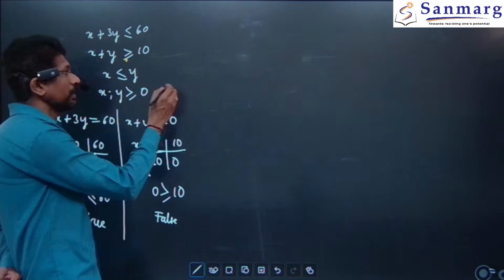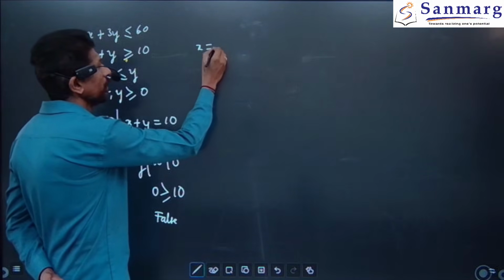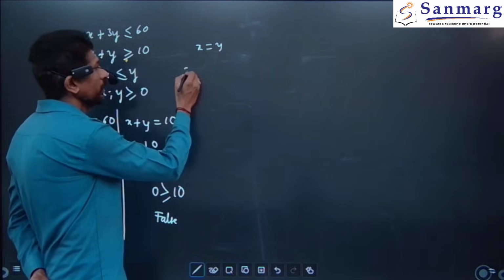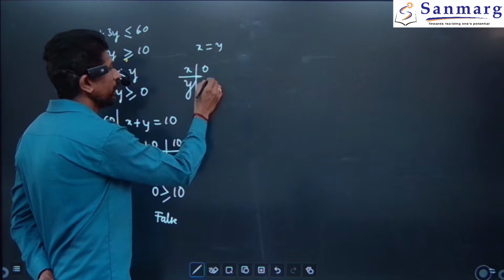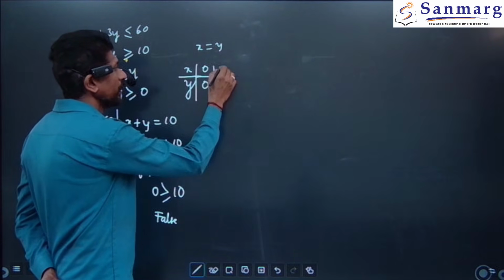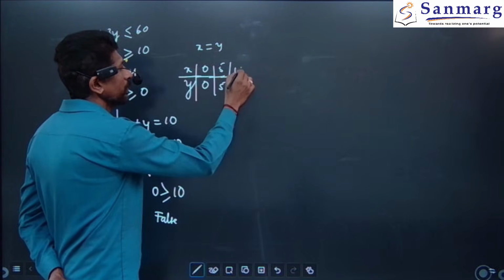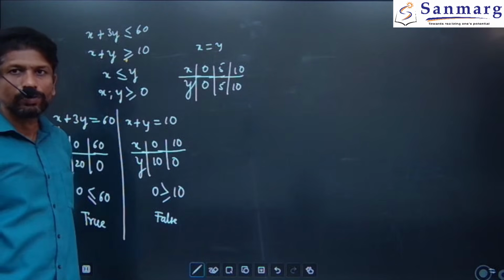Next, the third one is an identity function. x less than or equal to y becomes x equal to y. If x changes, y changes the same way. If x is 0, y becomes 0. If x is 5, y becomes 5. If x is 10, y becomes 10, and so on. Here you cannot find the true or false reason.